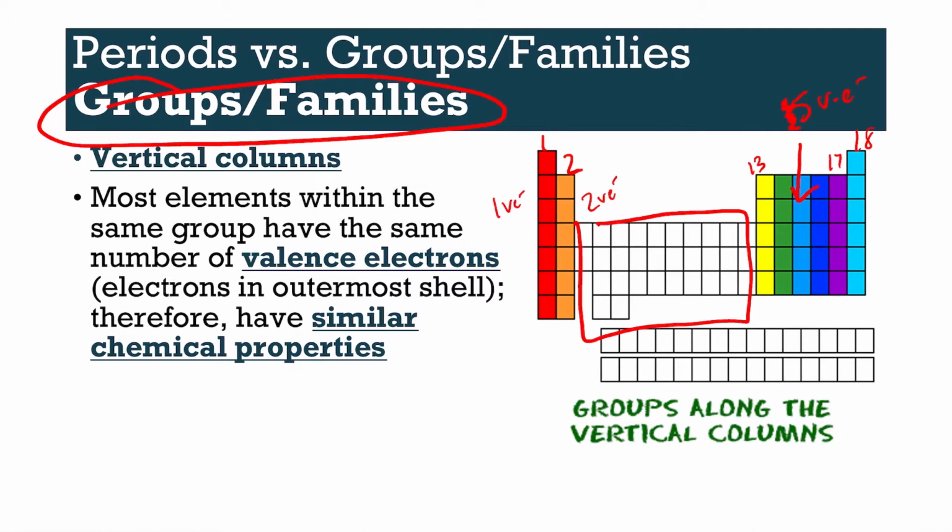So again, you can tell that based on the periodic table, the electron configuration. And then because they have the same number of valence electrons, they have similar chemical properties. And when we get into bonding, this will make more sense. But things with 1 valence electron tend to act similarly. Things with 2 valence electrons tend to act similarly. So if they are in the same group or that same column, they have similar chemical properties. This is a super important one.